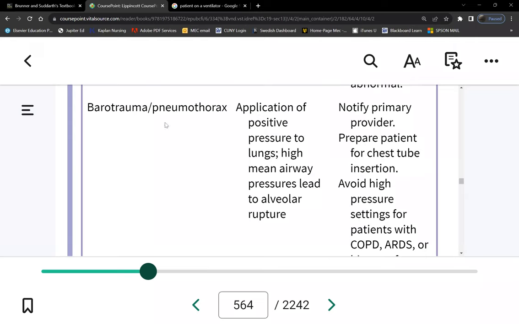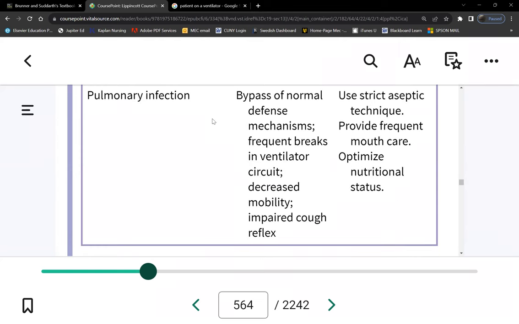Okay, so here's the barotrauma I mentioned earlier. This can cause a pneumothorax. This is really because of high pressure, the lung ruptured. The alveoli ruptured and caused air to go into the pleural cavity with nowhere to go. Yes, that can be tension pneumothorax.